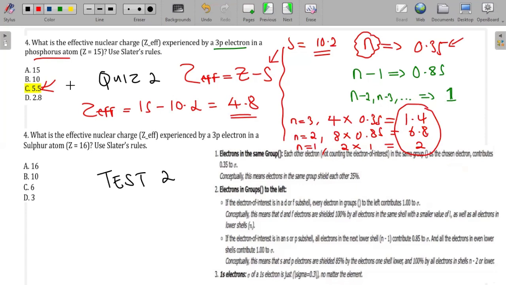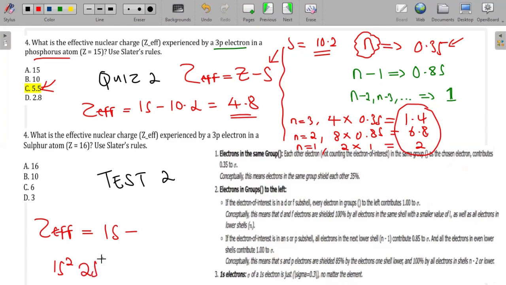Another way, but the other way won't give you the accurate answer. It will just give you an approximate answer. The other way is that you can find the effective nuclear charge by saying Z, which is 15, minus the number of electrons, apart from the electron of interest. So remember my electronic configuration was something like this. That should be 2.